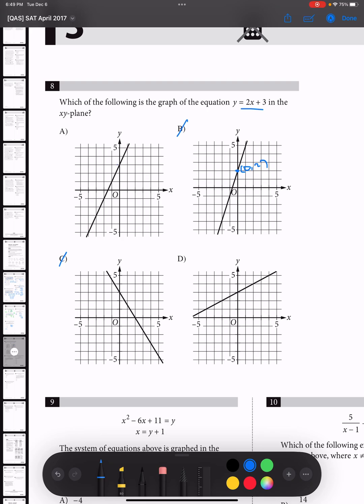We see A here. Our y-intercept is 3. And if we take another point, for example, this point, we can see that it goes up 4 and right 2. So that means 4 over 2 is equal to 2. So our slope is 2, which means A is our answer.